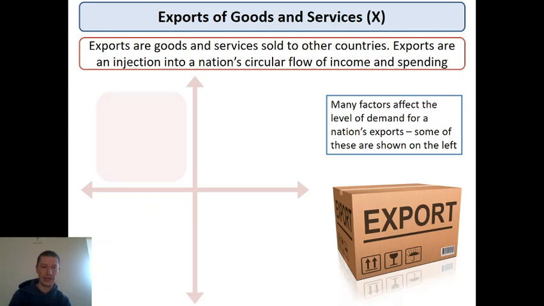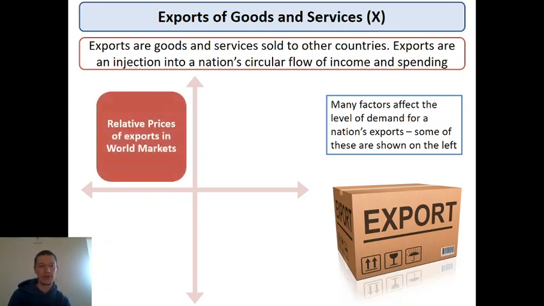Let's have a look at 4 factors. Number 1, the relative prices of exports in world markets. Now, Britain doesn't export much. We export very expensive things, okay? We export really kind of sophisticated financial services, loan products, mortgage products, hedge funds, that kind of stuff. We export pharmaceuticals, medicines. We actually export a lot of weaponry, like Rolls-Royce and Boeing make missiles, make tanks, make planes that we use in war, or we don't use in war, other countries use in war.